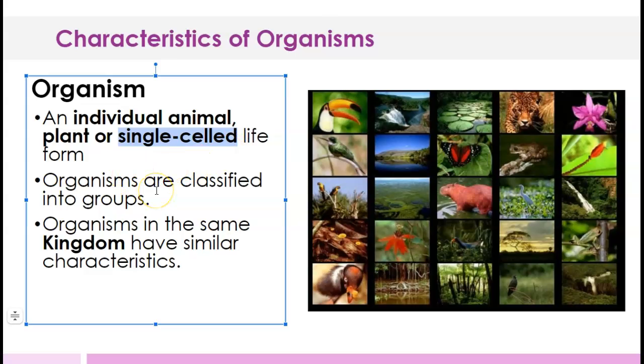Organisms are classified into groups. These organisms have the same kingdom, and they're going to have similar characteristics when they're in that kingdom. There's going to be characteristics about animals that put them in a kingdom together with animals, plants that put them in a kingdom together with plants, and that's what I want to talk to you about.